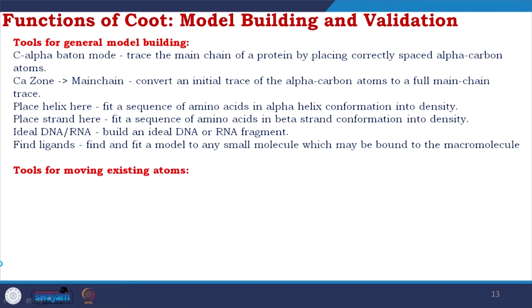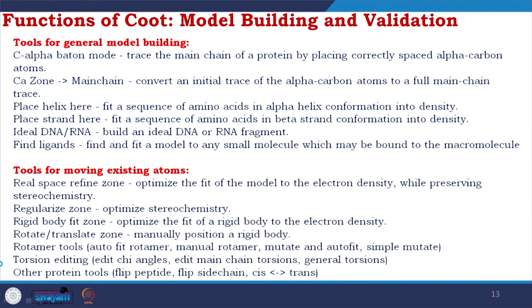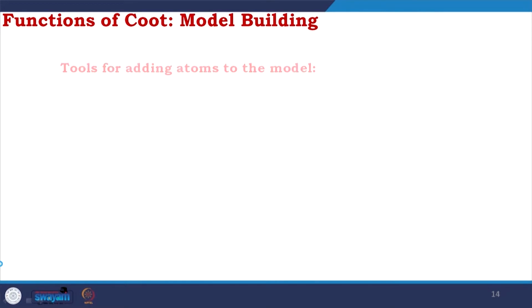Then tools for moving existing atoms, how we could do that. So, you have real space refine zone, regularize zone, rigid body fit zone, rotate translate zone, rotamer tool, torsion editing tool like chi and other torsional angles, and other protein tools like flip peptide, flip side chain, cis to trans transformation, and all these things.